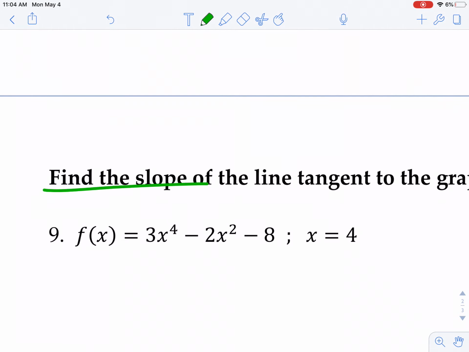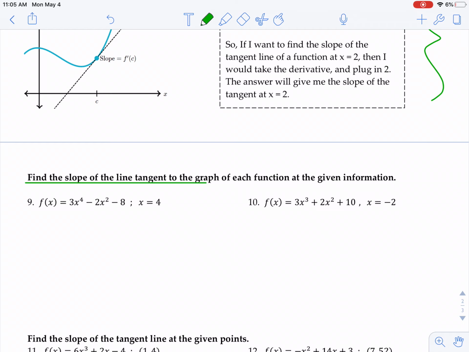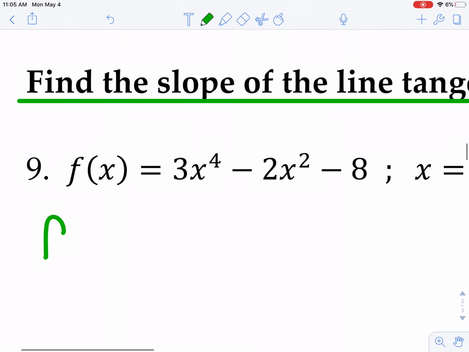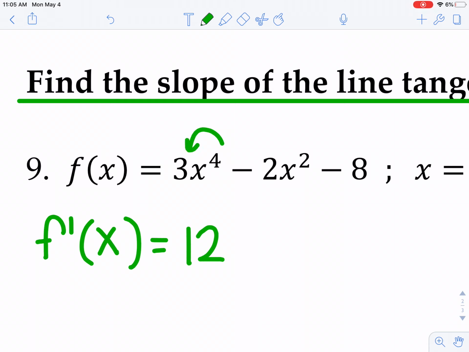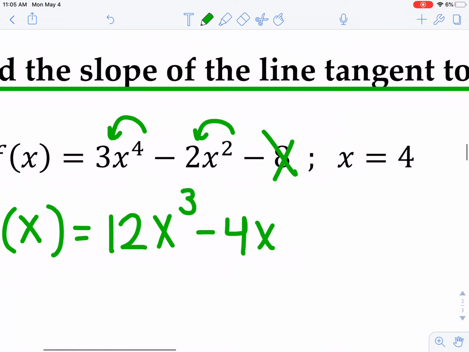Instead of just saying find the derivative at this point, it says find the slope of the tangent line at this point. Same thing that we just did. Finding the slope of a tangent line is taking the derivative and plugging in a value. Okay, so let's take the derivative. 3 times 4 is 12 x to the third, minus, drop the 2, 4x, and the 8 goes away.